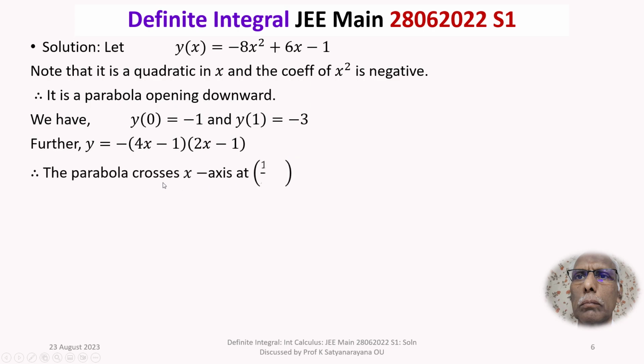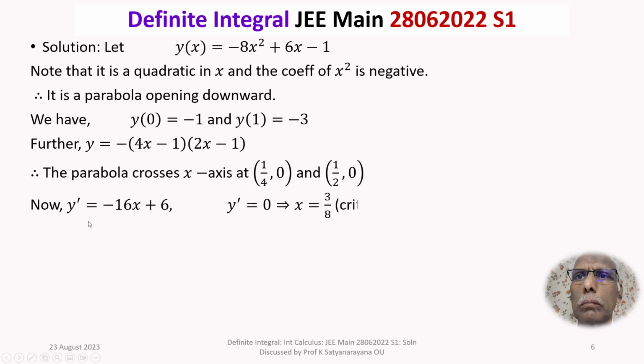The parabola crosses the x-axis at the point (1/4, 0), because if you substitute y = 0, 4x - 1 = 0 implies x = 1/4. So when y is 0, x is 1/4. When x is 1/4, y takes the value 0. When x is 1/2, y takes the value 0. That means this parabola crosses the x-axis at these 2 points.